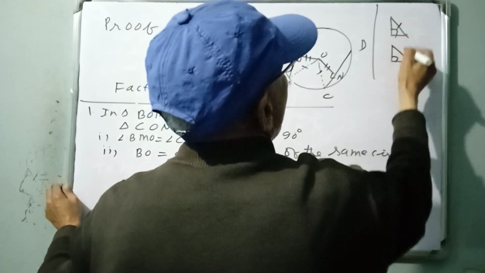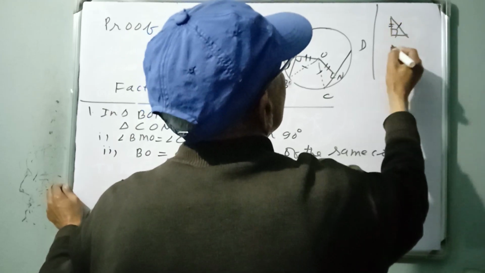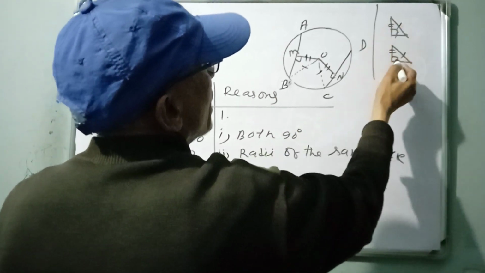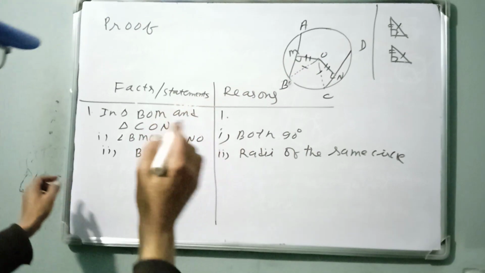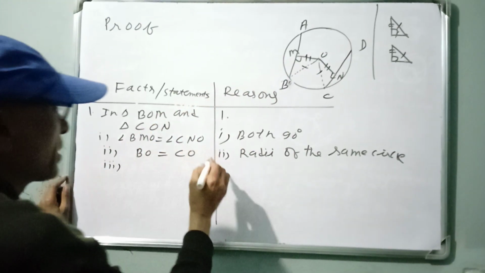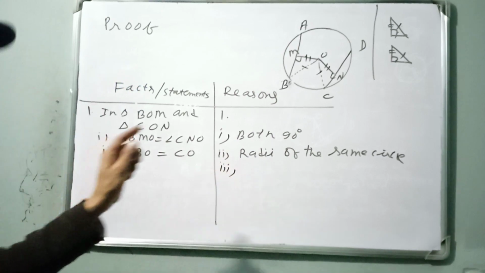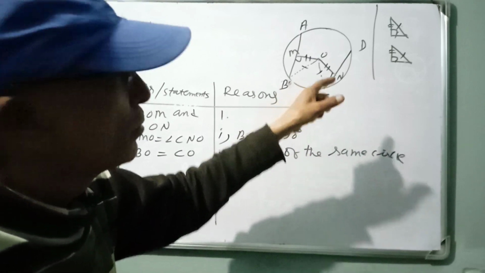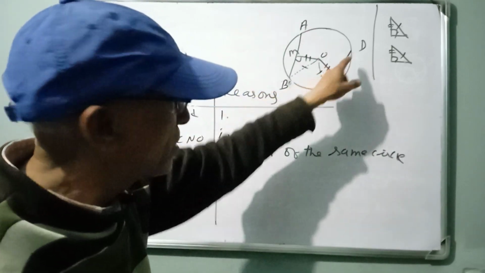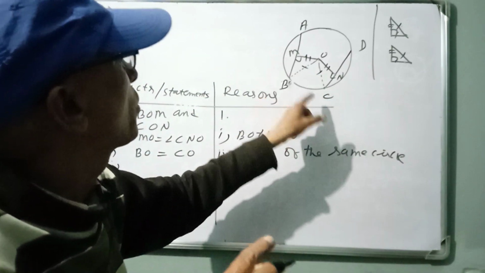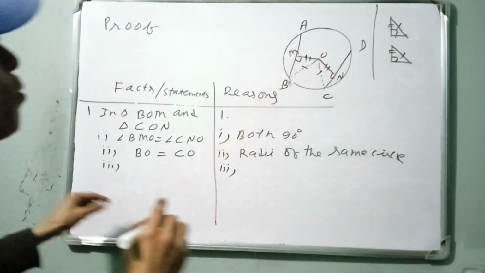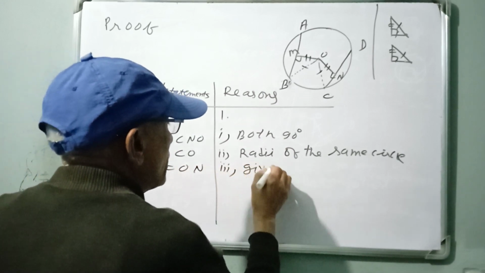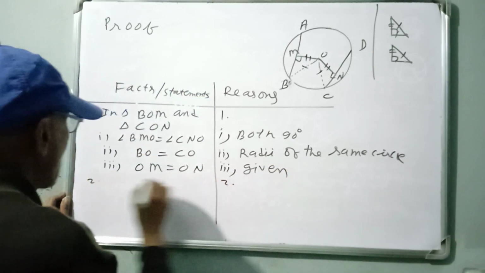In other words, we can write it this way: right angle equal, hypotenuse equal, distance also equal. Right angle, hypotenuse, side equal. Now which sides are equal? The statement says if two chords are equidistant, AB and CD are equidistant, not equal. The distance is equal. It means OM equals ON, it is given. Now two triangles are congruent.